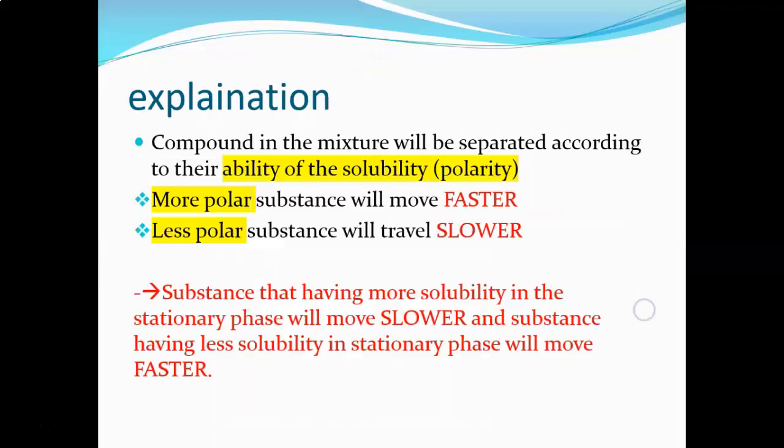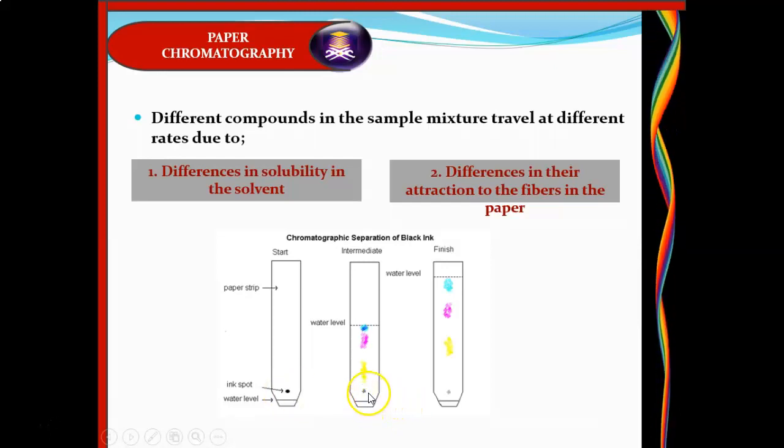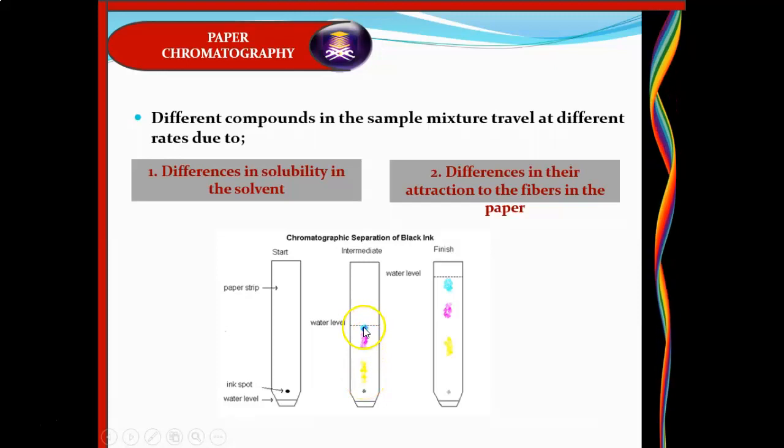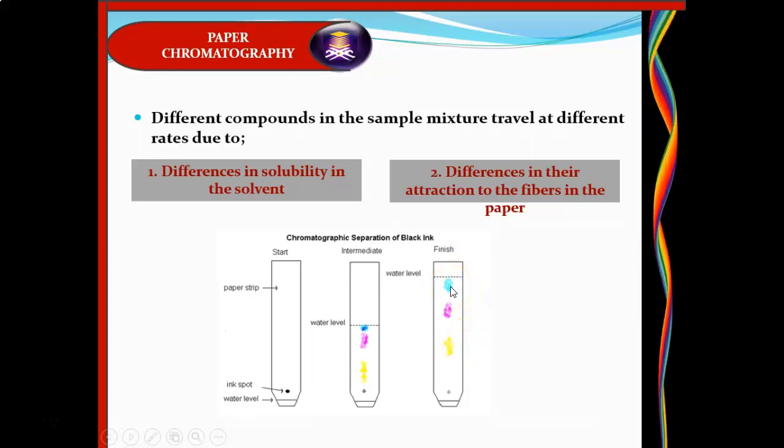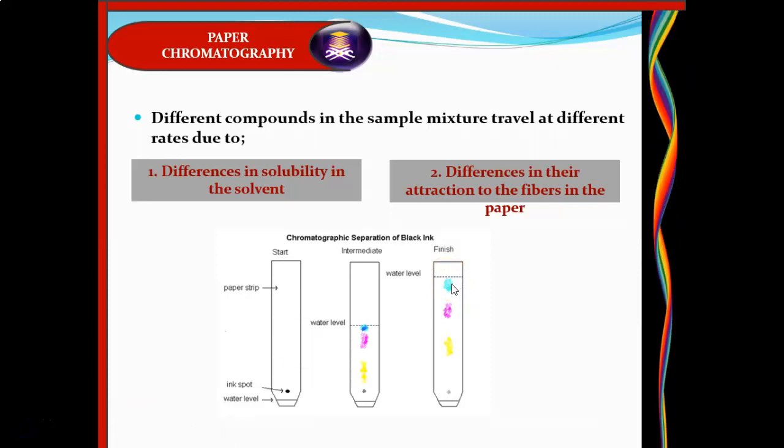All right, if we can see here, the ink spot contains only one dot of black ink. So after it is immersed in the solvent, the black spot will separate into three types of color, three compounds actually. It will separate into yellow, pink, and blue color. After several minutes, the blue one moves faster.